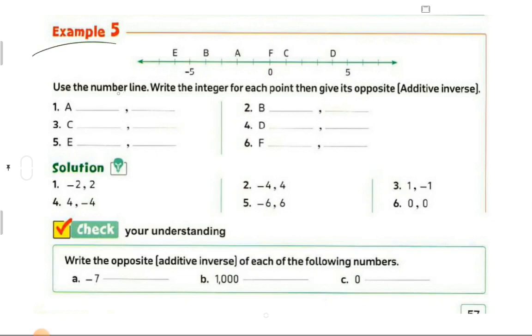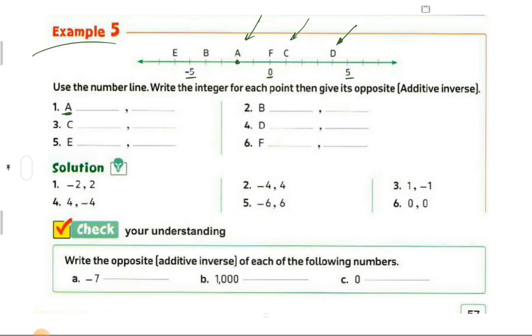Example number 5. Here we have a horizontal number line. We have here 0, we have 5, negative 5, and just letters. Each letter represents an integer. Okay, use the number line to write the integer for each point. He wants us to find out what each letter represents, and so on. So A, where is A? Here. Okay, A, what's the number here?